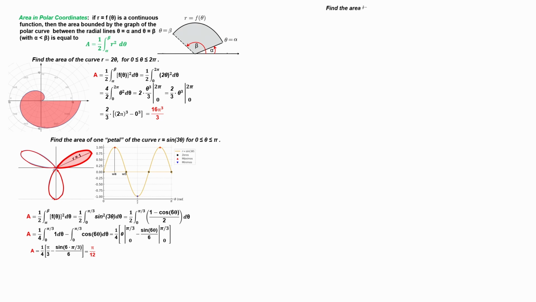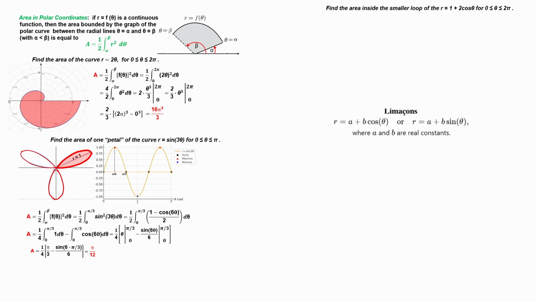Let's look at another example. Let's introduce a fascinating family of curves in polar coordinates called limaçons. A limaçon is defined by an equation of the form r equals a plus b cosine of theta, or r equals a plus b sine of theta, where a and b are real constants. Depending on the ratio between a and b, the limaçon can take on very different shapes.